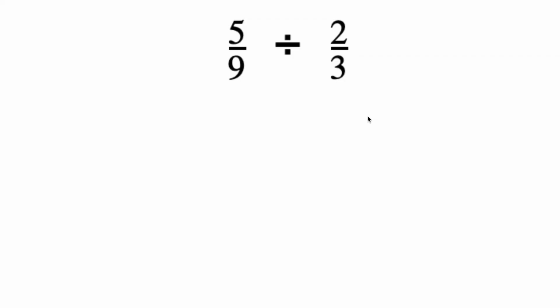Before we get started on the practice problems that we're going to work on together, let's review some important division-related vocabulary terms. Here we have the division problem 5 over 9 divided by 2 over 3. When we're dividing fractions, it's important to know which fraction is the divisor. The divisor is the fraction we are dividing by. So in this case, the divisor is 2 over 3. The other fraction is referred to as the dividend.